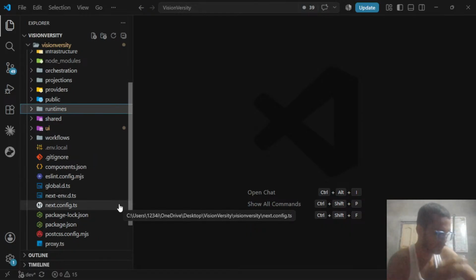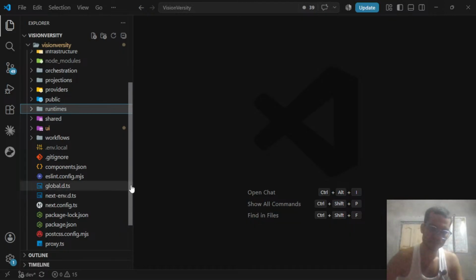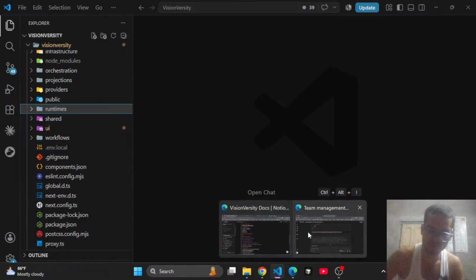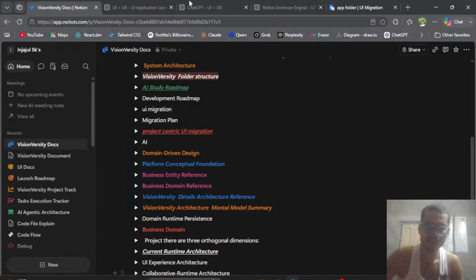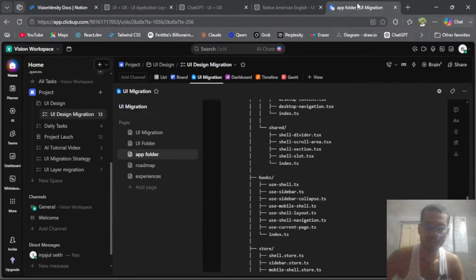But I have to also evolve my AI architecture as well. So after migrating my UI level concept, I will move toward... So let me share my actual roadmap, my launching roadmap. So I have a product launch roadmap.